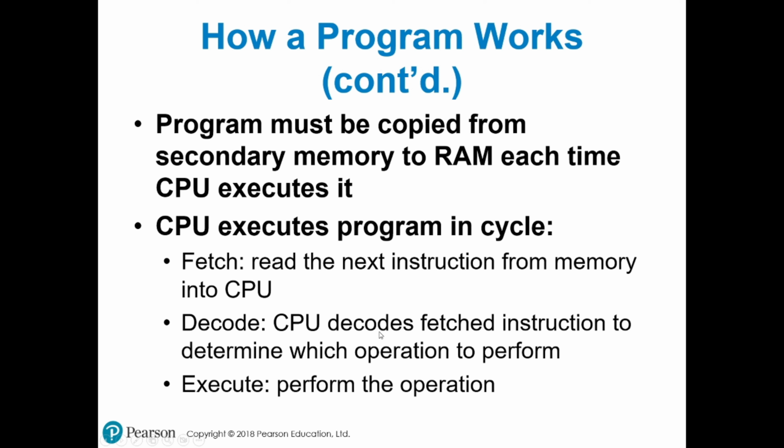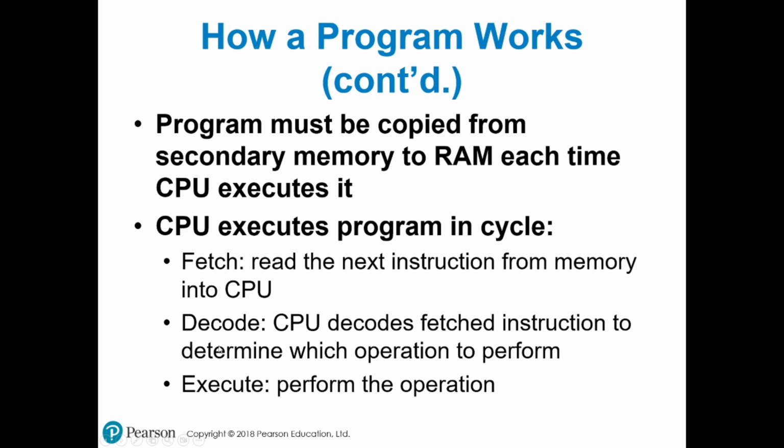To understand that operation, the CPU decodes the instruction that it fetched. So what is that operation? Whether it is add. There is something called mnemonics in assembly language, like add, mul, sub. These are called mnemonics. The CPU decodes the fetched instruction to determine which operation it needs to perform.